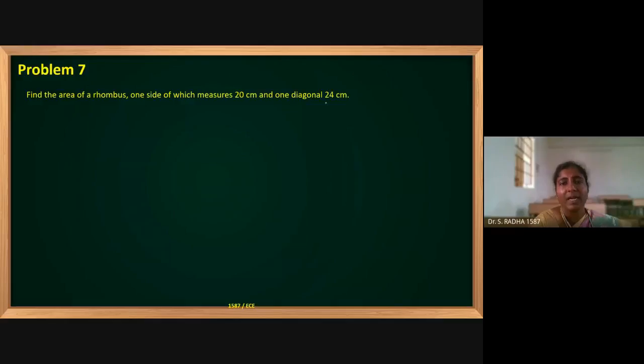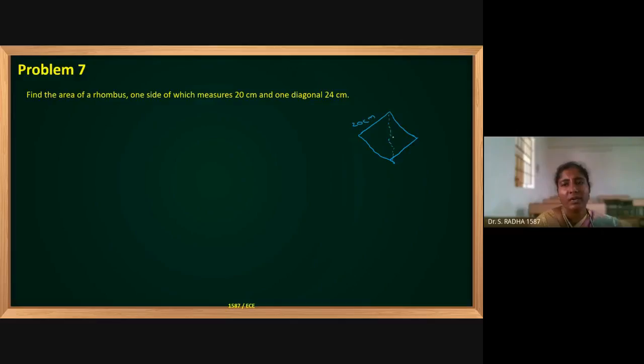A rhombus has four equal sides, similar to a square, but the corners are not 90 degrees; they will not come at right angles. The diagram should be like that. So this is the side, 20 centimeter, and one diagonal they have given as 24.